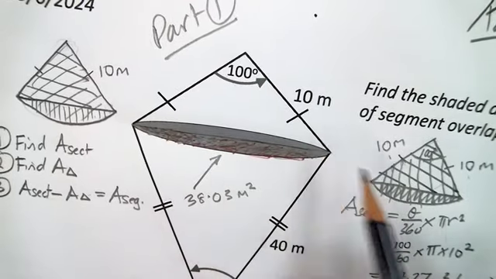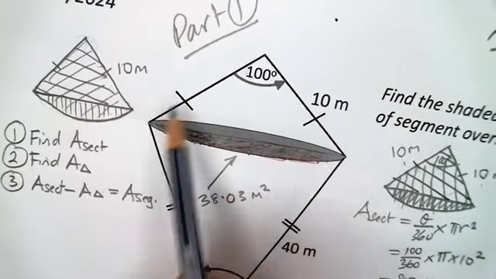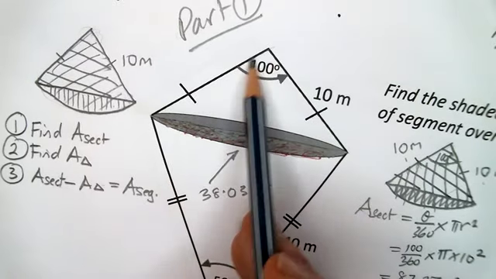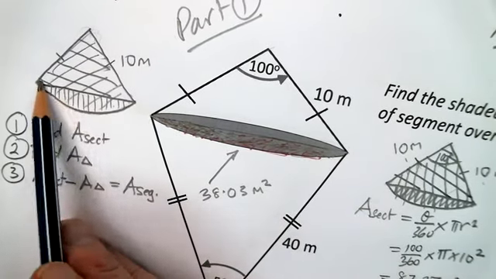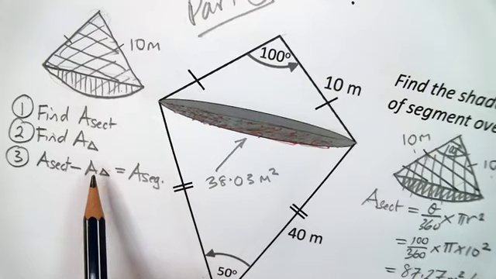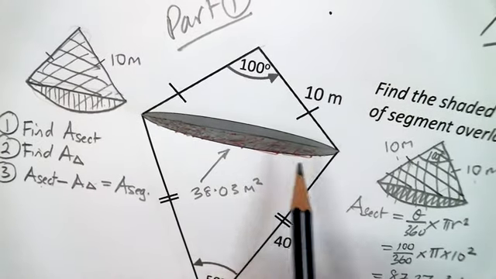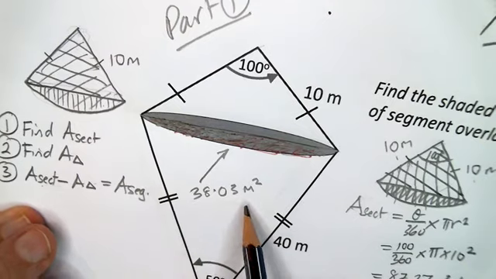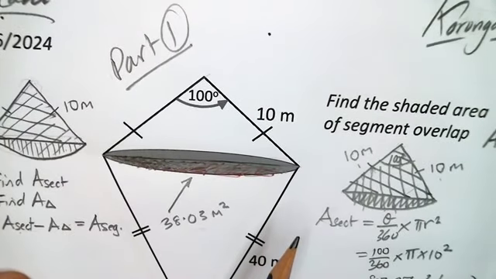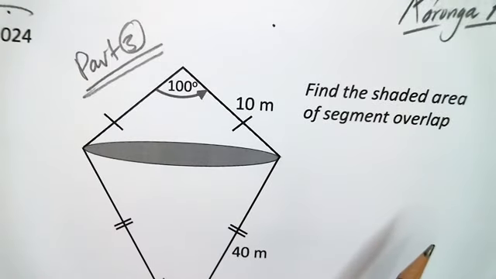We calculated it by finding, first of all, the area of the sector, then the area just of the triangle bit, and then we subtracted the area of the triangle from the area of the sector to reveal the area of the segment here. And we found that to be 38.03 square meters. Then we did the same thing again in part 2.